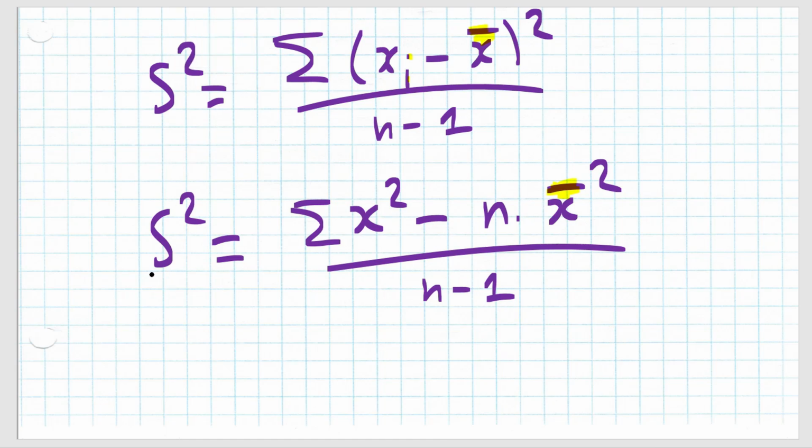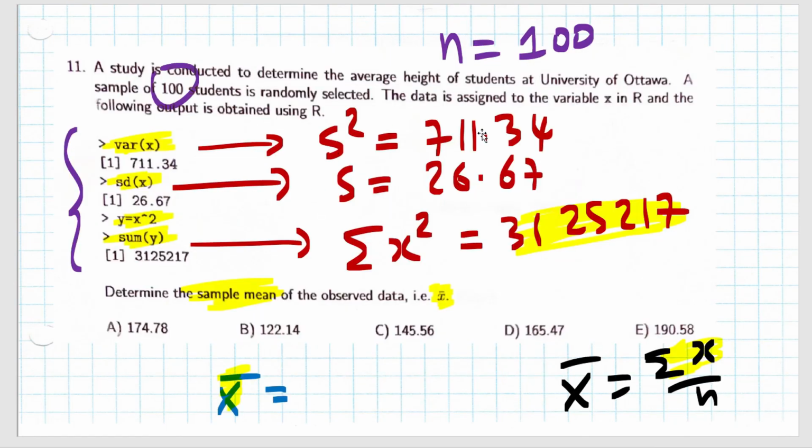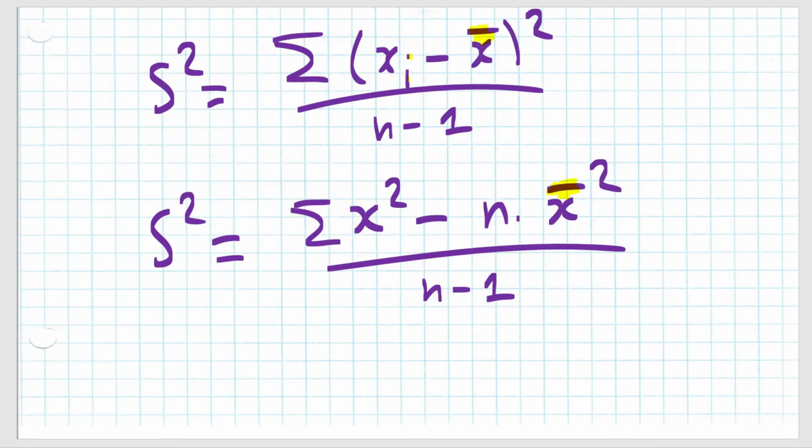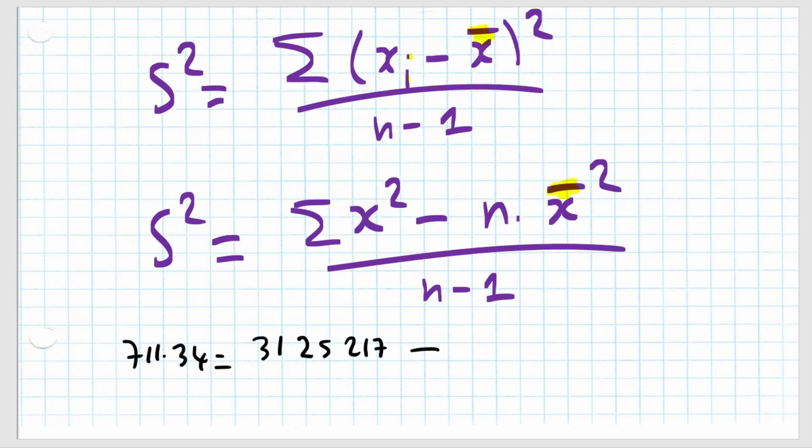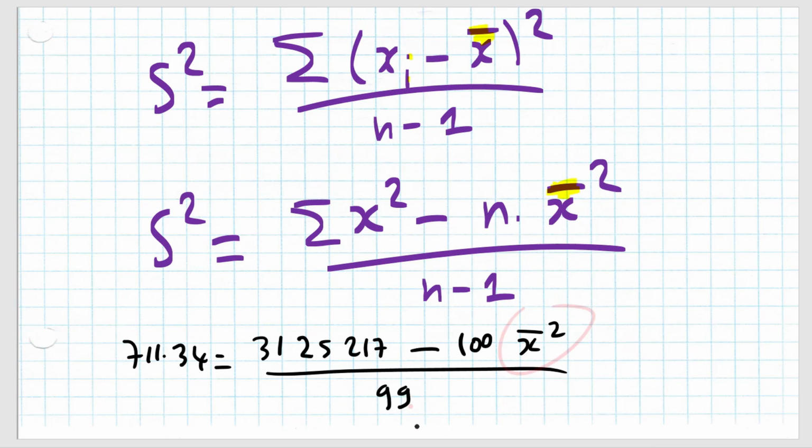So you know the variance, for example, 711.34, equal to the sum of X minus X bar squared over N minus 1. This one is given. So you will find the X bar by solving an equation. This is 25 to 17 minus N, where the sample size is 100. And this is the unknown, but notice it's squared in the formula. And this is 100 minus 1, which is 99.